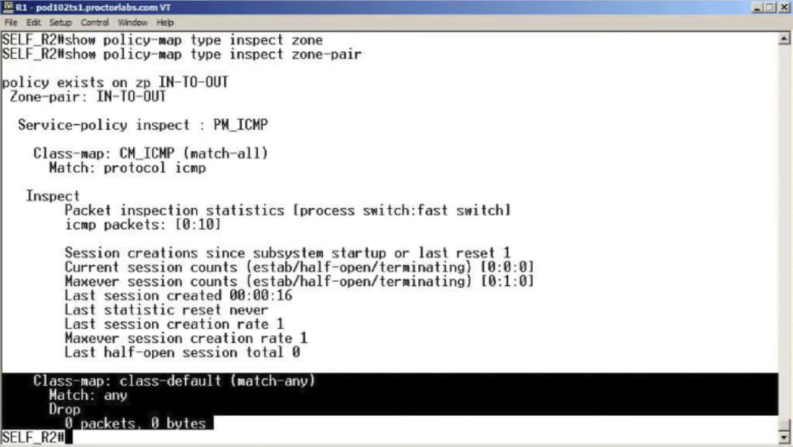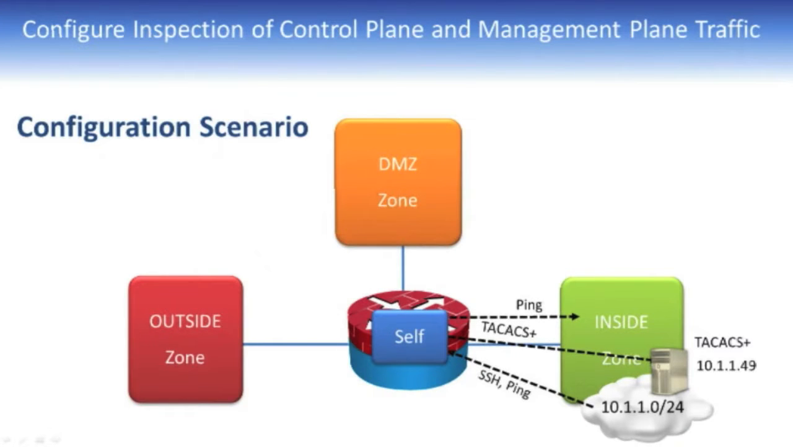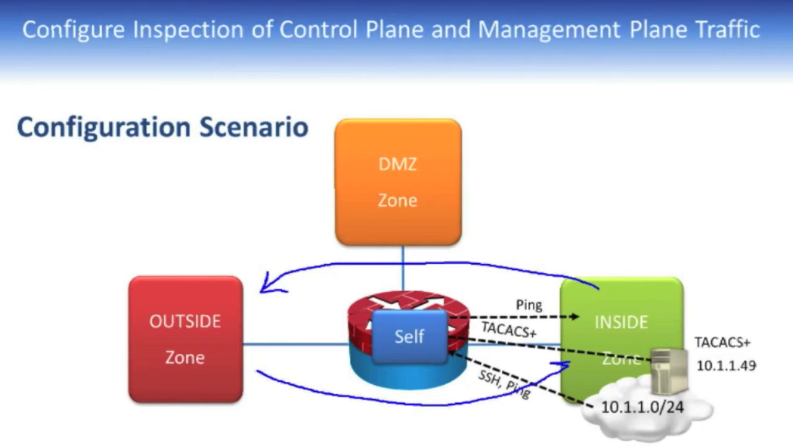Now, if we look at our configuration scenario, none of this really conveys what I just did, right? Let's remember what we just did in our review. We made a policy so that the inside could ping through the zone-based firewall to the outside. That traffic would be inspected, and then the appropriate return ping traffic could return to the inside. Yeah, that's what we did.